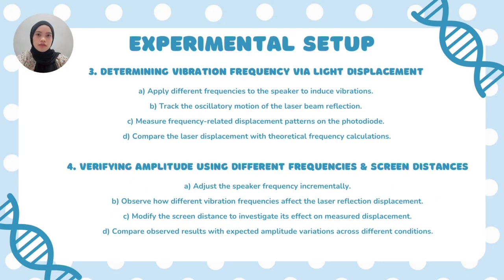Number 3 is determining vibration frequency via light displacement. Apply different frequencies to the speaker to induce vibration. Track the oscillatory motion of the laser beam reflection. Measure the frequency-related displacement pattern on the photodiode. Lastly, compare the laser displacement with the theoretical frequency calculation.